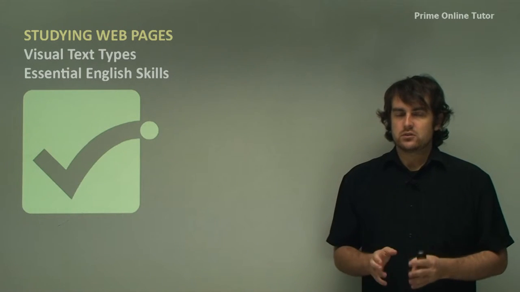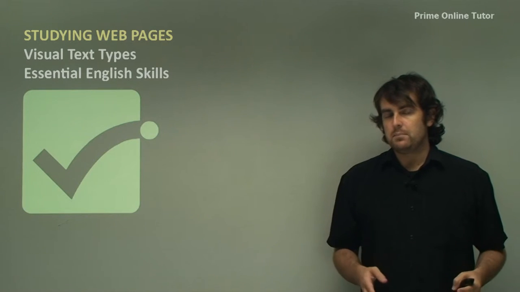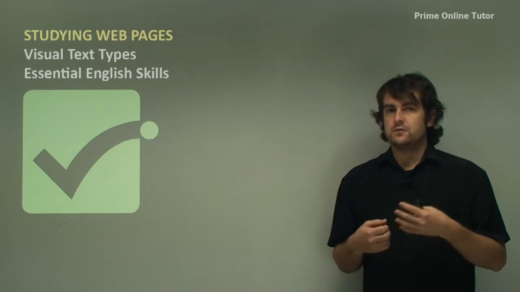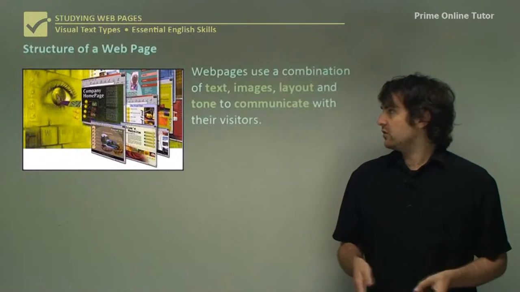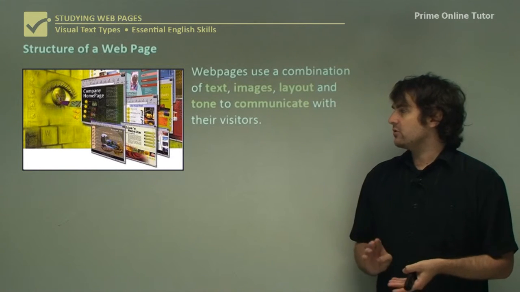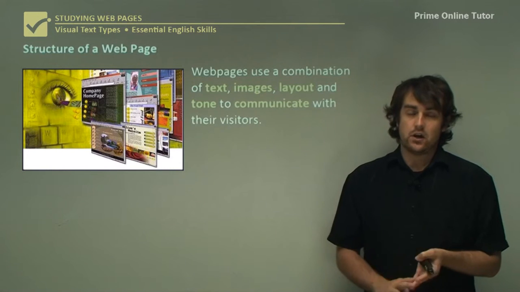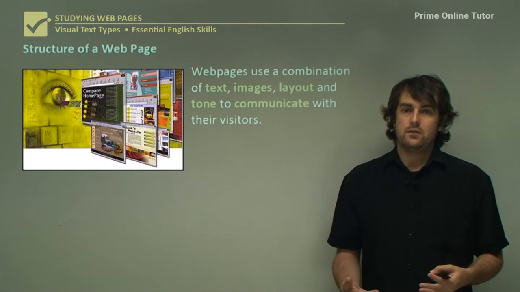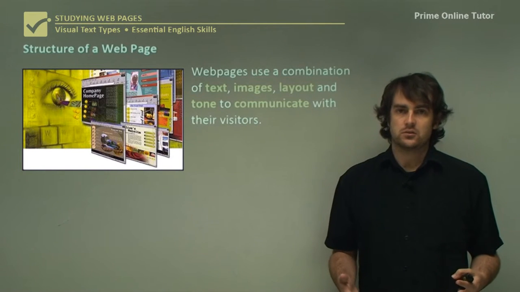So we're going to look at a couple of examples of some things that you'll be looking at in web pages, and also go through the kinds of things you'll be looking at when you're trying to answer a question on one. So first, let's look at just the structure of one. A web page uses a combination, shall I say, of text, images, and layout, and tone in order to communicate with their visitors. So a website is basically a form of communication.